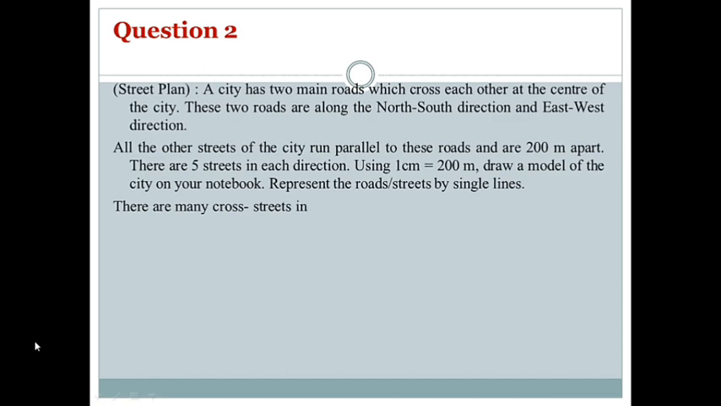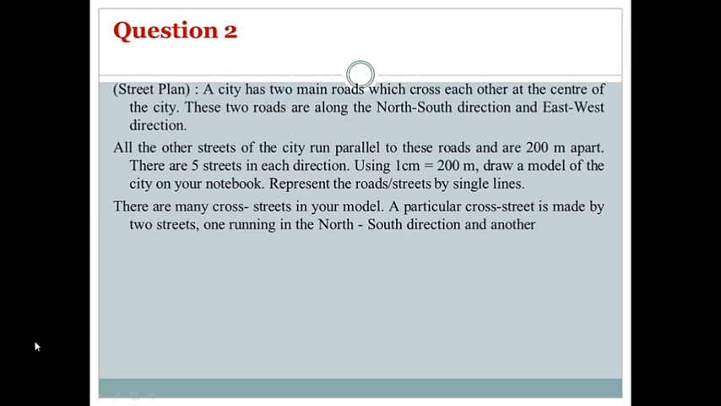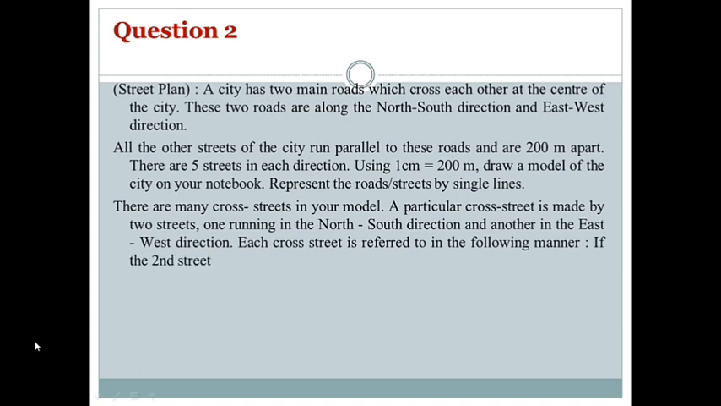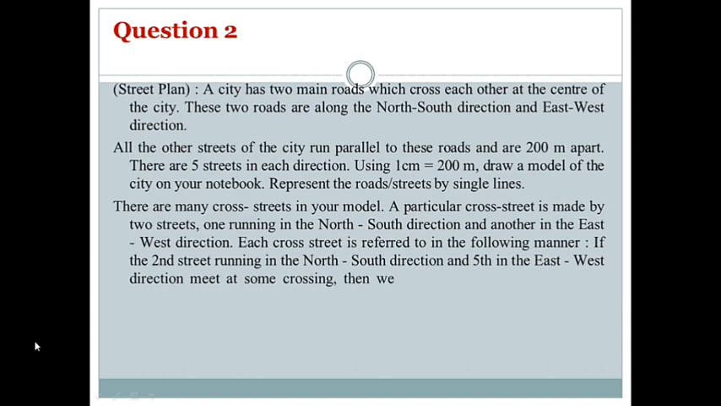there are many cross streets in your model. A particular cross street is made by two streets, one running in the north-south direction and the other in the east-west direction. Each cross street is referred to in the following manner. If the second street running in the north-south direction and the fifth in the east-west direction meet at some crossing, then we will call this cross street 2, 5.